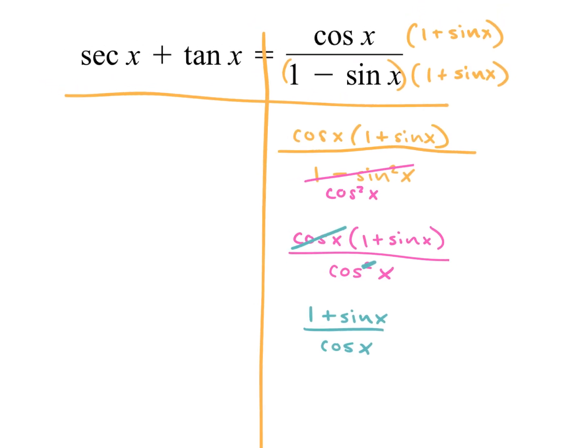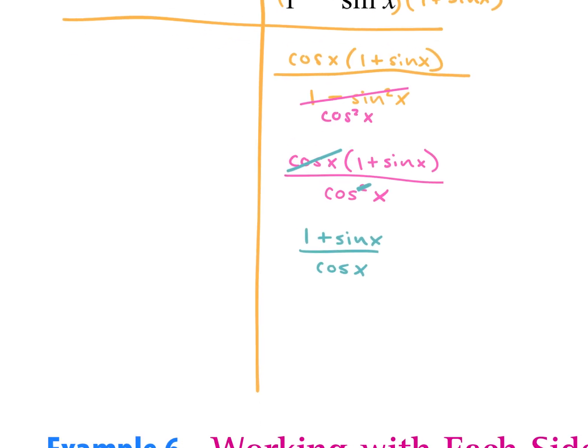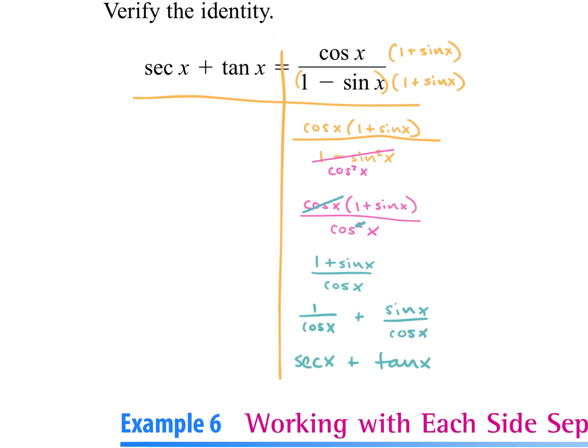We did good work here, but it's still not what we need to be on the left side. But any other ideas? We can split it. Yeah, that definitely works. We have 1 over cosine plus sine over cosine. So since we were adding and we split it with addition, the denominator stays the same. What's 1 over cosine? Secant. What's sine over cosine? Tangent. And what was our goal? Secant plus tangent. So there we go.